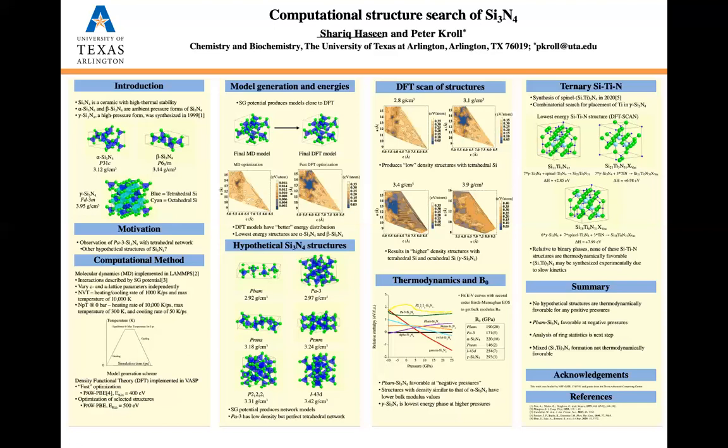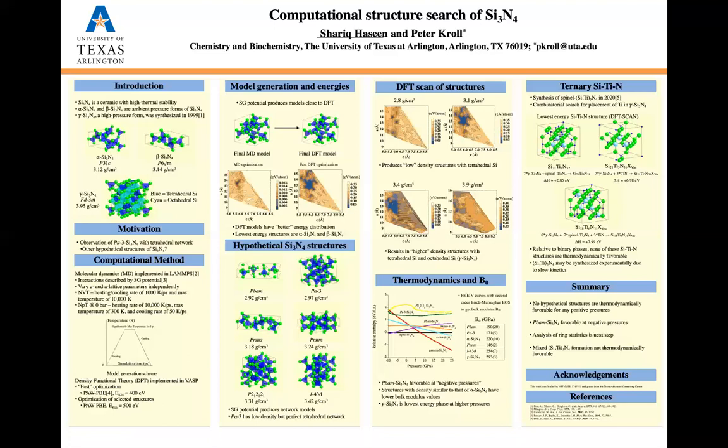And so the question is whether any of these hypothetical structures could potentially be synthesized. And we can answer that in part by looking at the thermodynamics. So the lowest energy structure at any given pressure is the most thermodynamically favorable structure. And you can see that alpha silicon nitride and gamma silicon nitride dominate for most of the investigated pressure range. But at these so-called negative pressures, we find the PBAM silicon nitride to be the most thermodynamically favorable form.